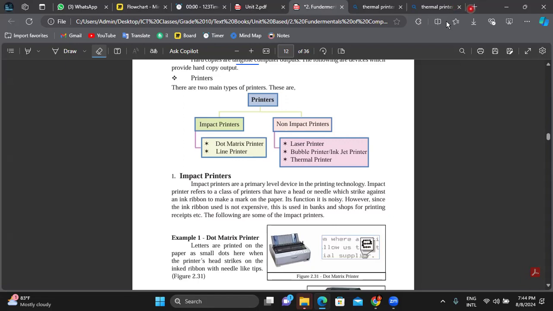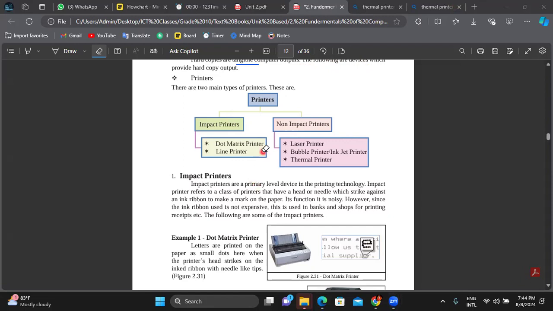So that is the difference between impact and non-impact printers. I guess everyone got an idea. If everyone has a clear idea, just raise your hands. If you got a clear idea, raise your hands. Okay, right? I guess right.